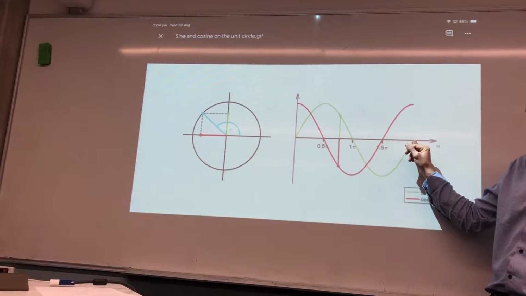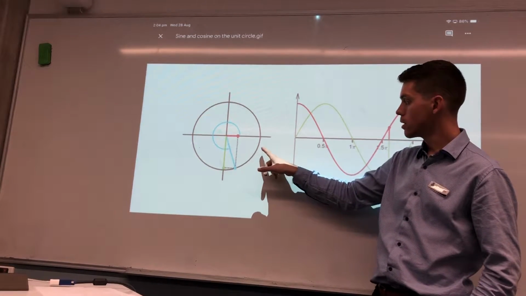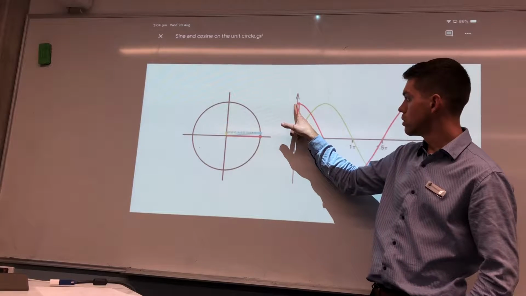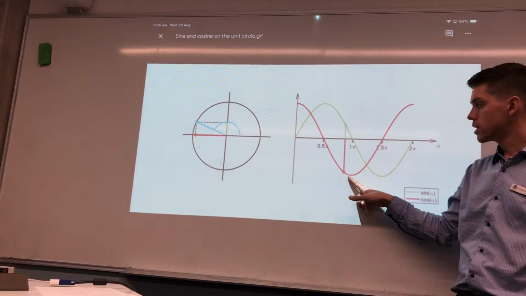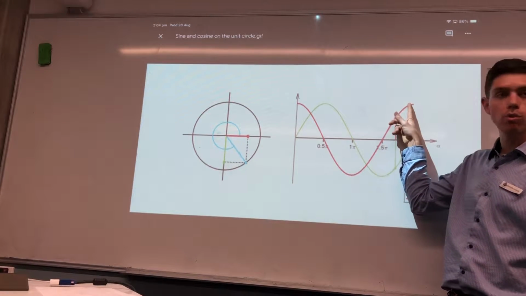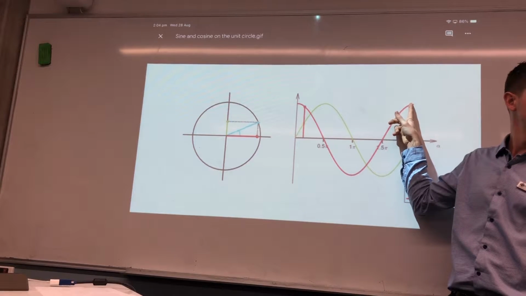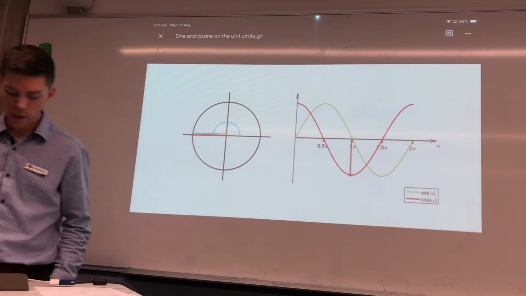And the cosine function, wait till we get to the angle of 0 again, starts at a value of 1, down to 0, down to -1 at pi, back to 0, and then back up to 1. So that's how the graphs of our functions look.